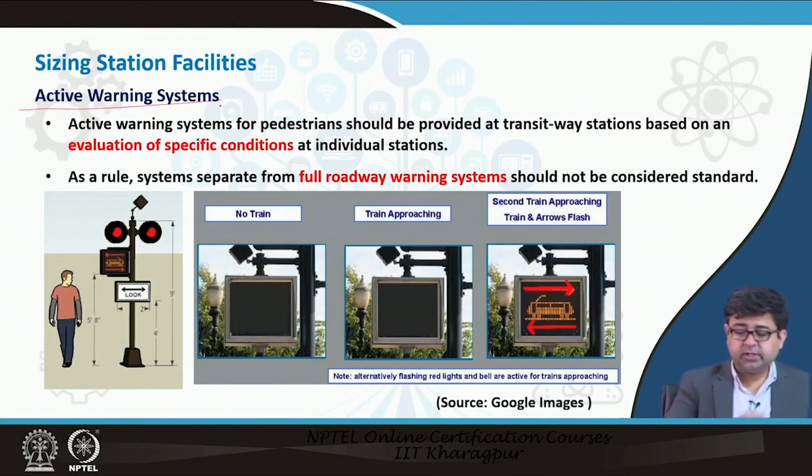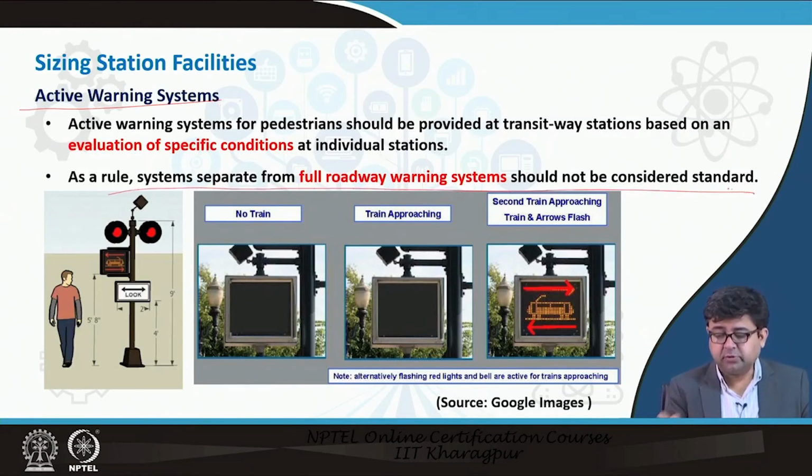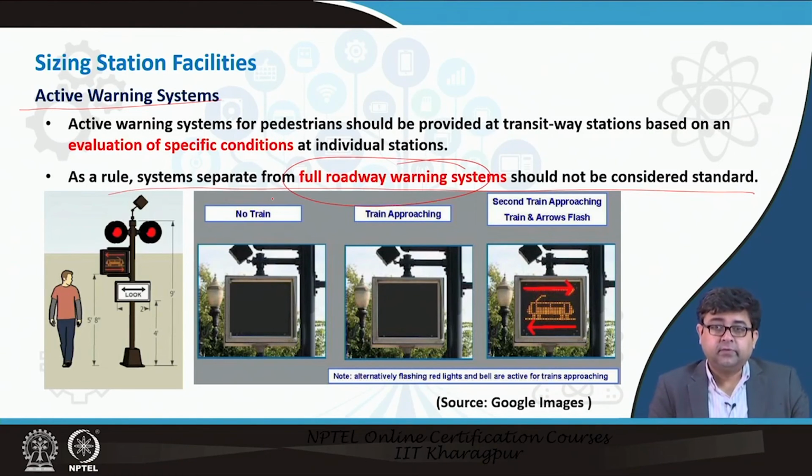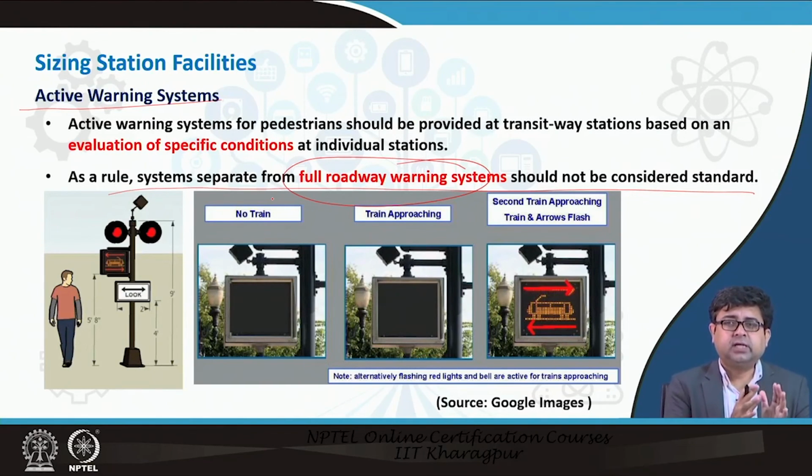Warning signs are usually signs that the train or the bus is arriving. So, those kinds of systems also have to be in place. These are more for safety and security, and as a rule, systems separate from full roadway warning systems should not be considered standard. So, do not rely on an active warning system that provides warnings for the roadway as a whole. Provide it for your transit system separately.